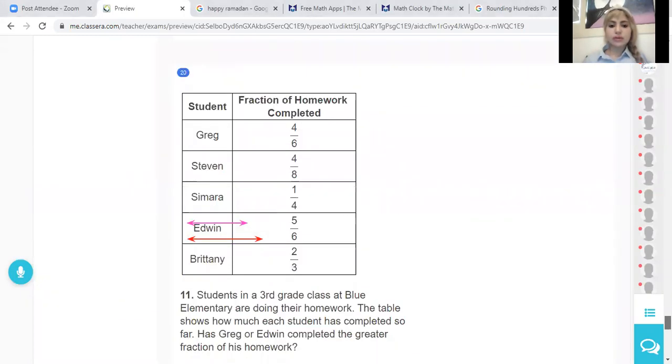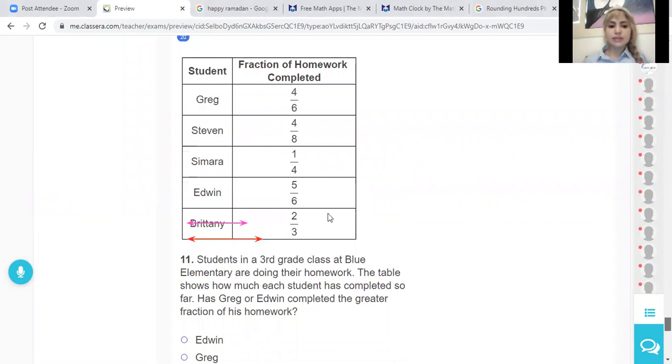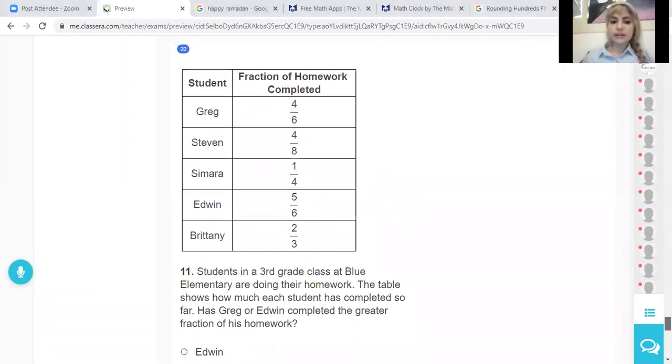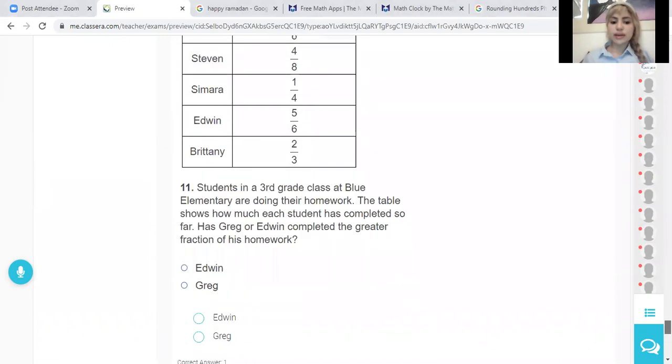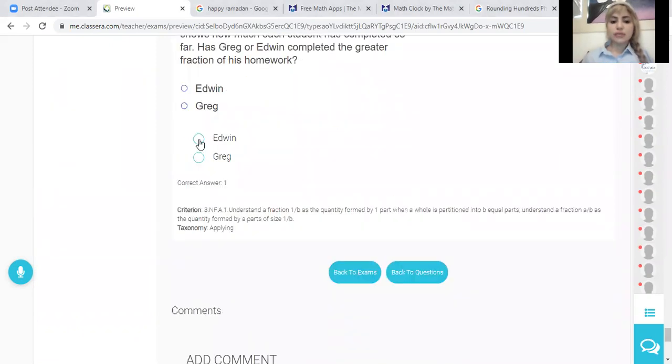Okay, and this is fraction of homework completed: Greg, Steven, Samara, Edwin, Brittany, and he's asking about students in third grade class, Upload Elementary, who are doing their homework. The table shows how much each student has completed. So far, has Greg or Edwin completed the greater fraction of his homework? So Edwin is 5/6 and Greg is 4/6. So the answer is Edwin, of course.